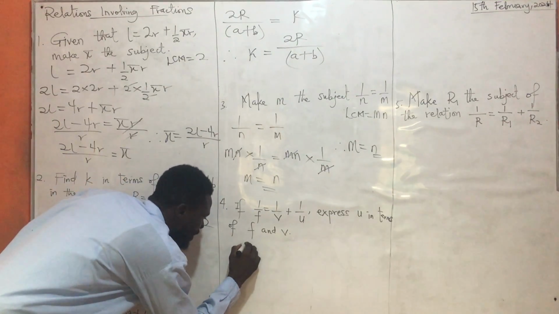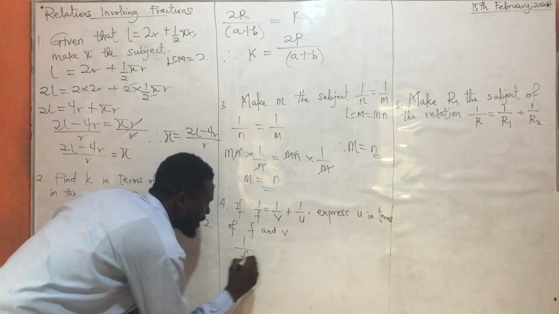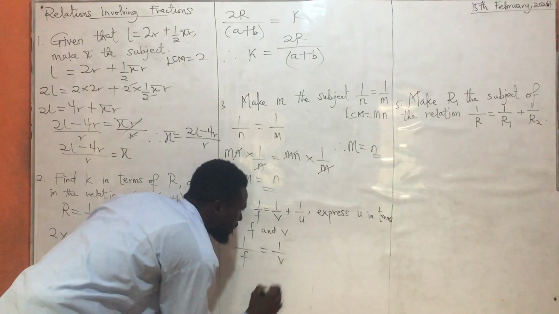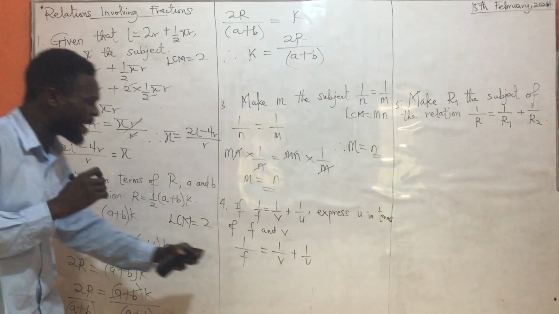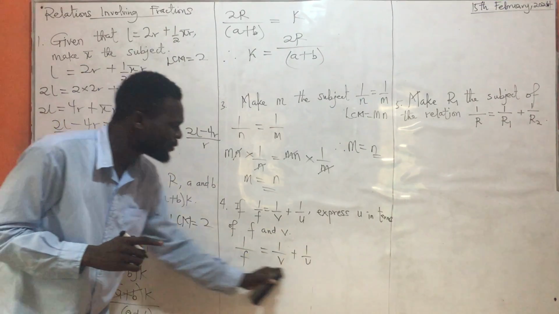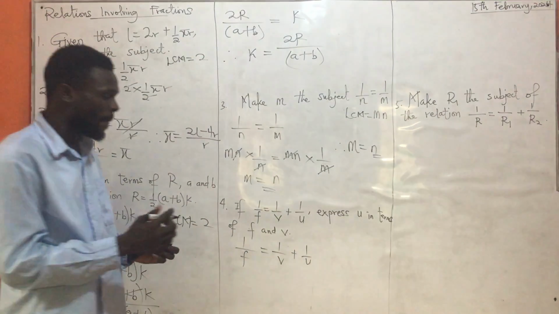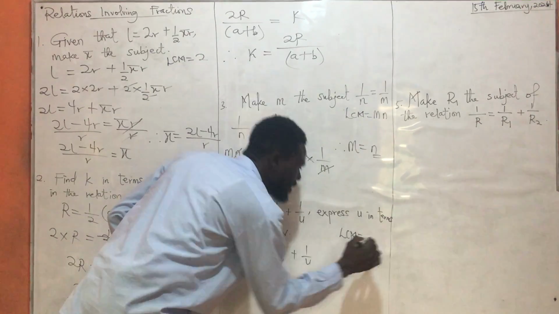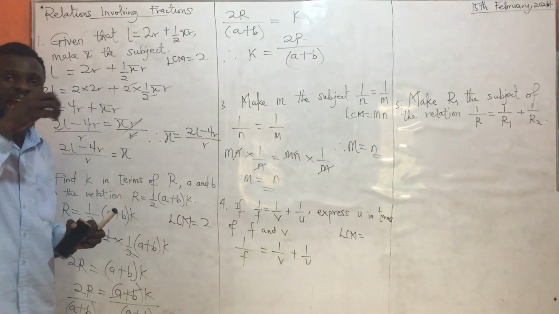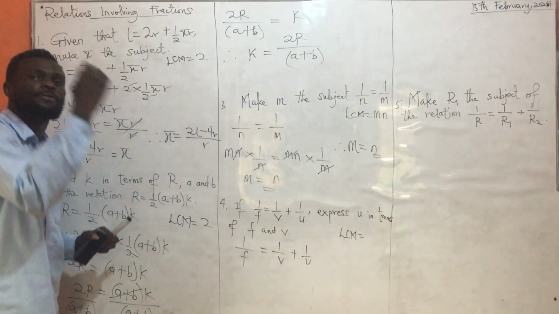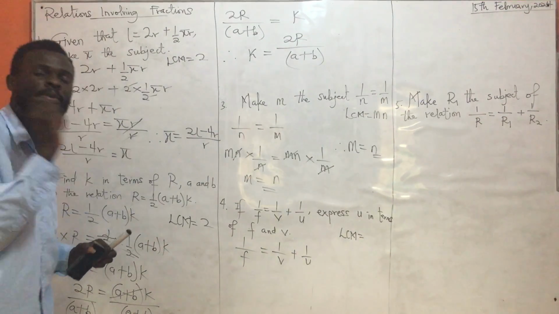So I have the relation 1 over f is equal to 1 over v plus 1 over u. I'm making u the subject, sorry. But this relation involves fractions. What do I have to do? I need to first find my LCM. First thing I must do, find my LCM. And because the denominators are variables, I will just have to multiply all the denominators.